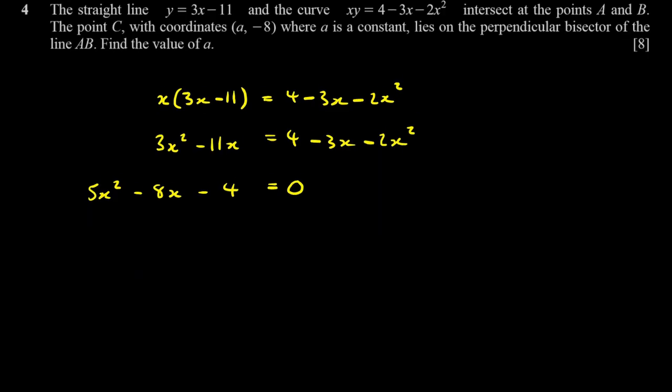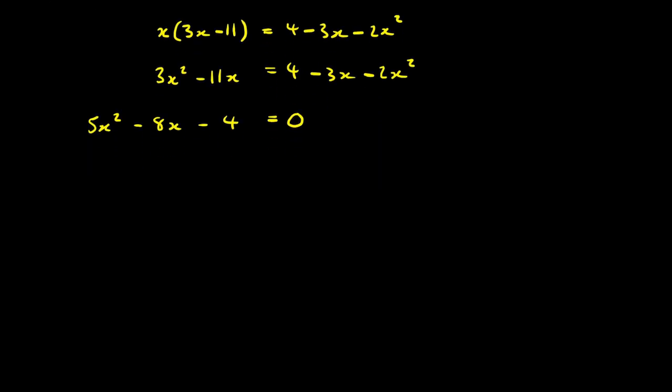And typically we want to factorize quadratics. So I think that we'll probably get 5x and an x. And we're going to want two numbers that multiply together to give negative 4, but add in such a way that we're going to get a negative 8 term here. So let's have a think about that.